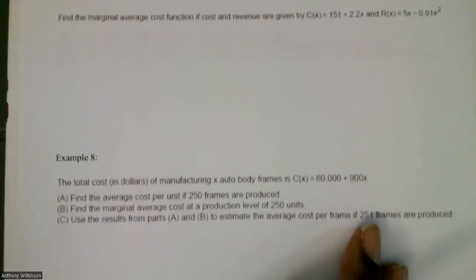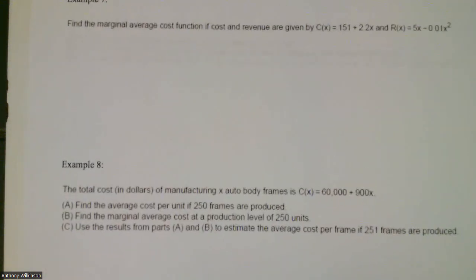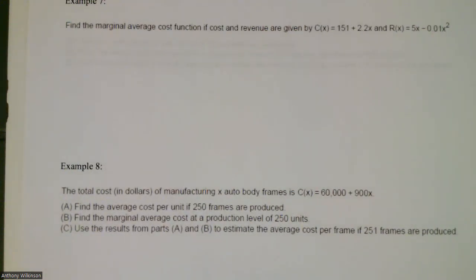All right, example 7 is to find the marginal average cost. Find the marginal average cost function if cost and revenue are given by C of x is equal to 151 plus 2.2x, and R of x is equal to 5x minus 0.01x squared.